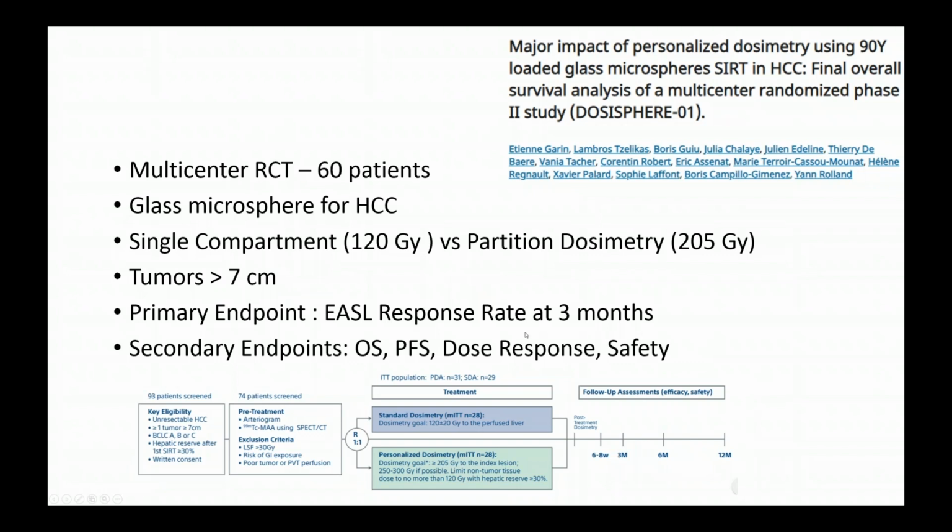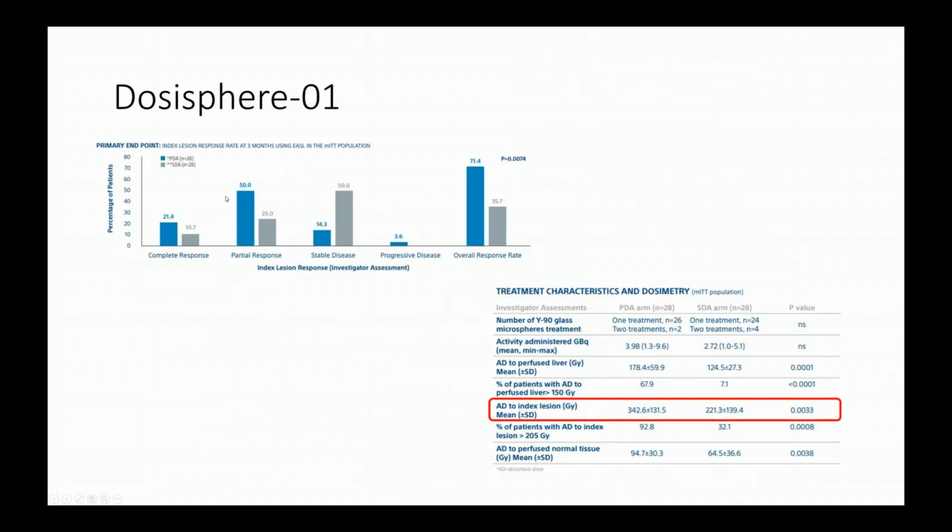So the primary endpoint was response, and then secondary endpoints were present. This is just the CONSORT diagram, and this is the actual primary endpoint. If you look at responses, they were much better in the higher dosed group. Overall response was 71% versus 35%. And the dose to the tumors was also higher, which intuitively makes sense. If you reach higher doses to the tumors, you will get better responses. And they had very similar adverse events in the two groups. So that's an important caveat.